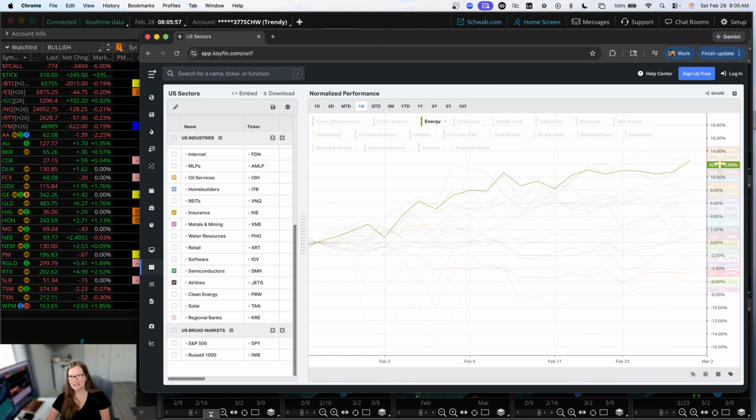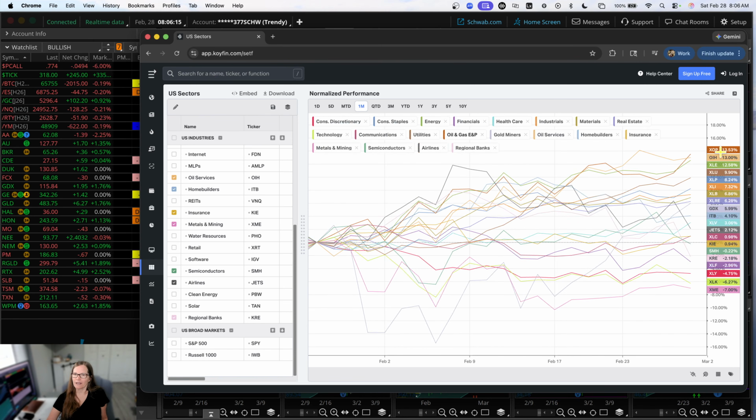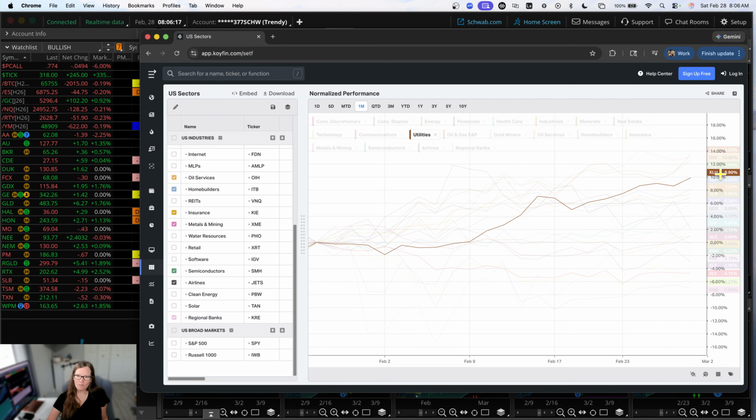Oil services is at the top, and energy is at the top. Those 3 names being at the top, looking back over the entire trading month of February, tells me that oil was the place to be over the last month if you were trading to the upside. Then below there you have utilities, XLU.